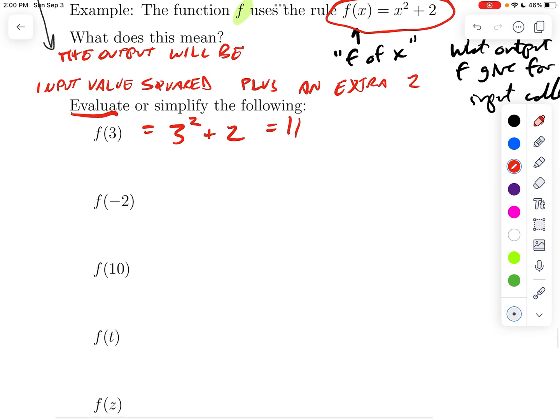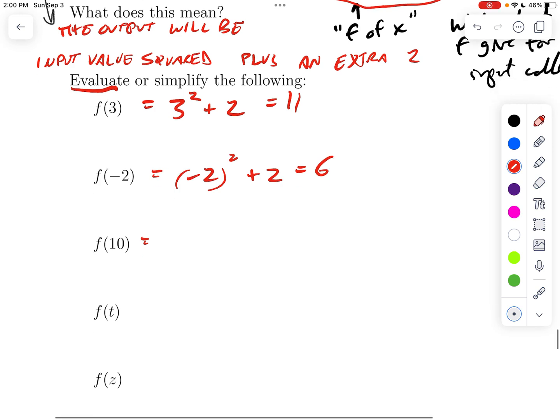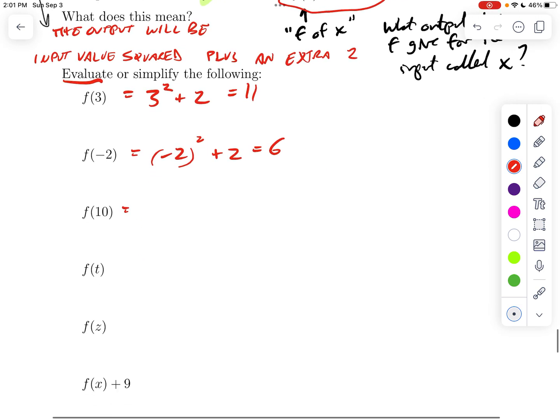F of negative 2. Square the input. Remember that should be in parentheses. And add 2. That would be 4 plus 2, which is 6. Take a moment maybe and try as many as you can right now. They get a little bit trickier, but see what you can do. Hit pause.